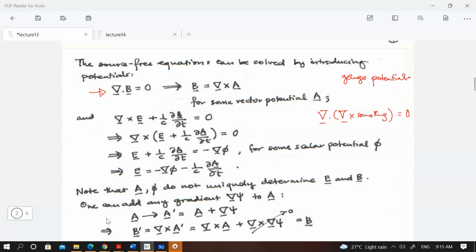So you have the thing in the bracket to be E plus 1 over c dA/dt, and a curl. One could again use something similar to this. So what one can have is something over here that can be equal to zero. A curl of a gradient is always equal to zero.